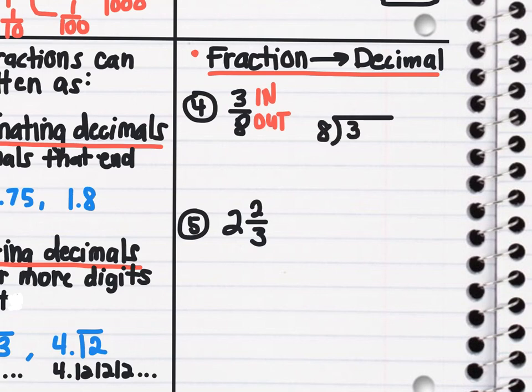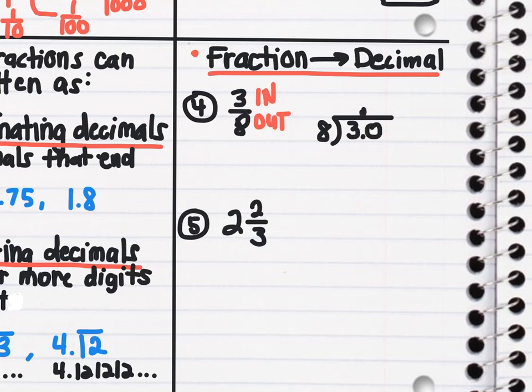And the reason why we divide is because remember, this bar here also stands for division. So this is saying 3 divided by 8. So that's how we remember also that it's division. So 3 goes on the inside, 8 goes on the outside. Now we divide. Now you know that 8 cannot go into 3, and that's when you start to put in the decimal point and the 0. Okay, and then you bring the decimal point up.